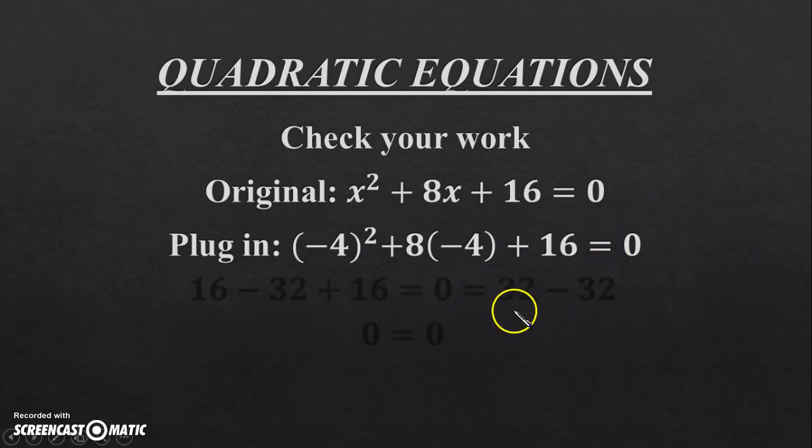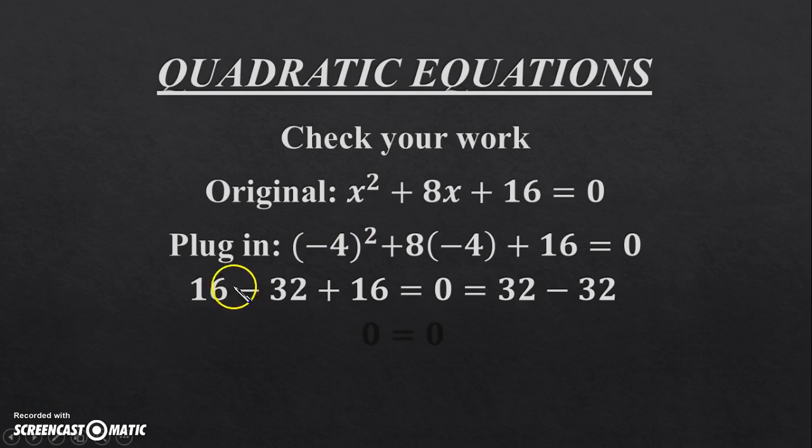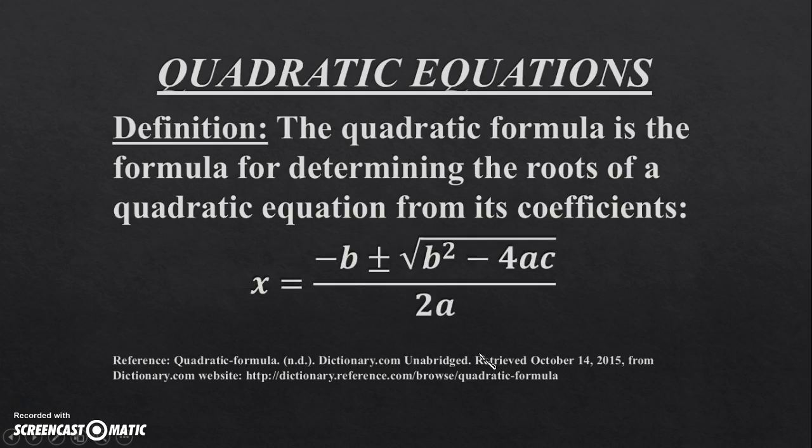So we have 16 minus 32 plus 16 equals 0. We're going to go ahead and add 16 and 16 together. So we have 32 minus 32 still equals 0. Any number minus itself is 0. So we have 0 equals 0. That's right, so everything makes sense. So x does equal negative 4.